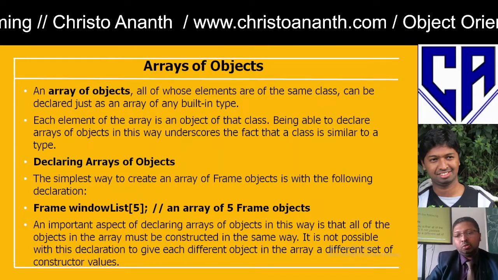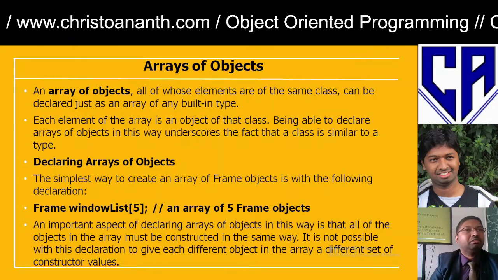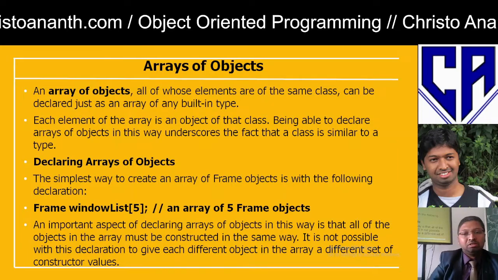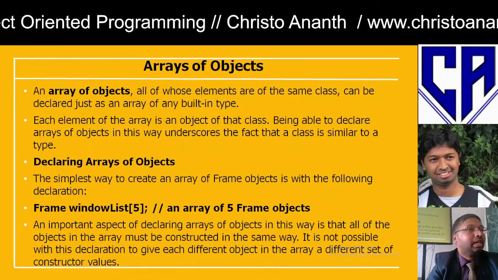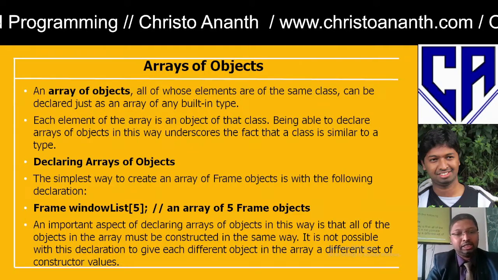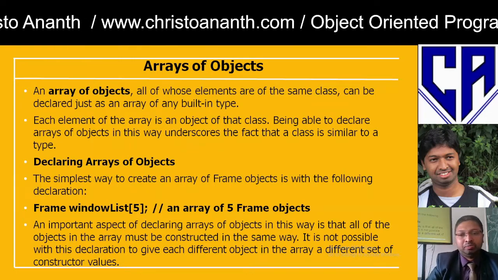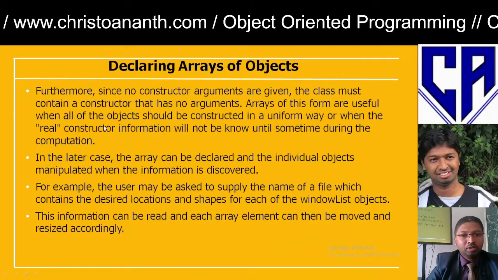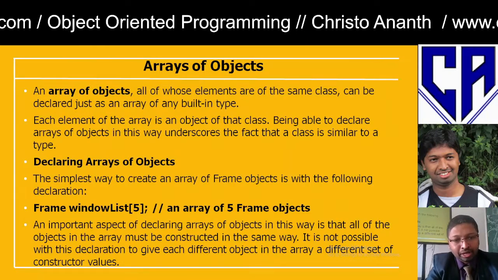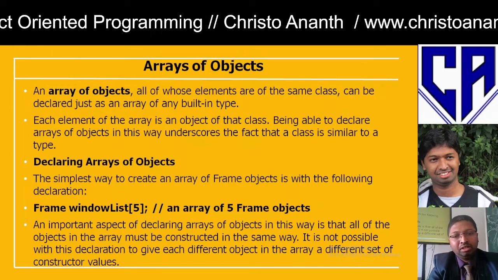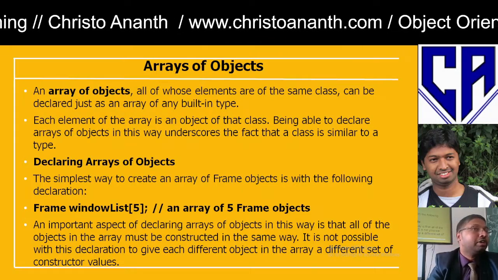With this declaration, we cannot give different features. It is generally required for each of the objects in an array that you specify a declaration with a different set of constructor values. Since here we have frame window list of 5, it's just specifying a window list with 5 frame objects.